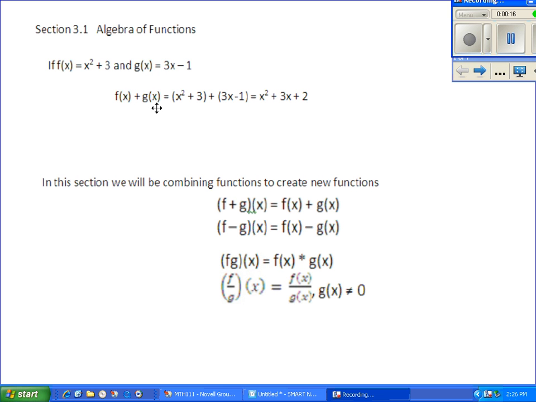If we add these two functions together, we can combine like terms, and what we get is a new third function. So this section is all about combining two functions together to create a new function.